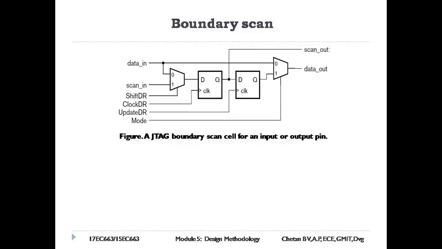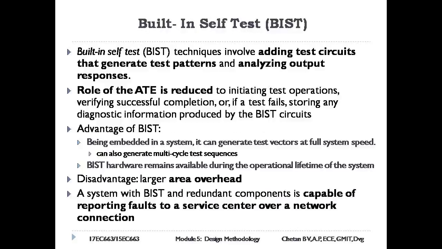JTAG architecture solves two problems. The first one is in-circuit testing of components in a system, and the second one is in-circuit testing of the connections between the components. Built-in self-test (BIST).